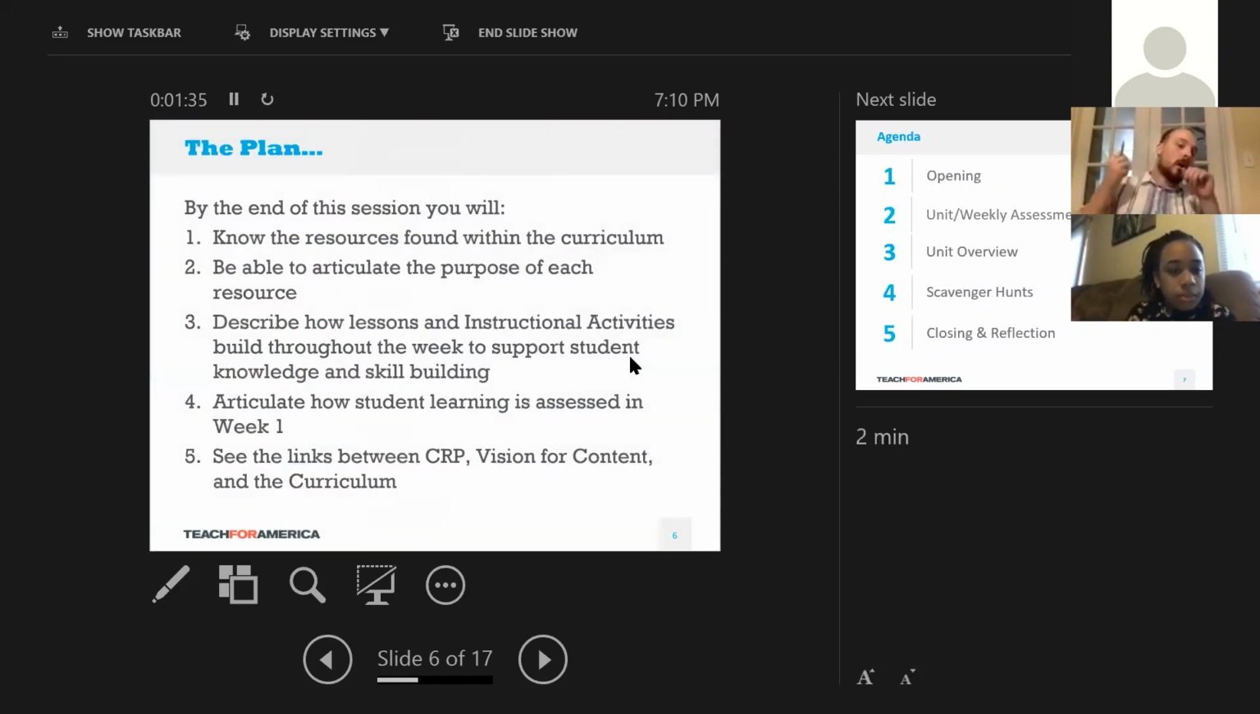And then the objectives, or where we're going, pretty much big picture: at the end of the session, they'll know all the different types of resources they have. They'll be able to explain the reasoning or purpose behind each resource. They're also going to be able to articulate how the IAs build on one another to get to the document-based question, the most critical one. And then we're also going to take a look at how we're going to grade the document-based questions. And of course, underlying all of this is linking what we're teaching kids with CRP.